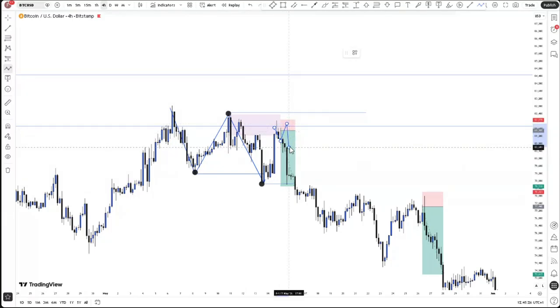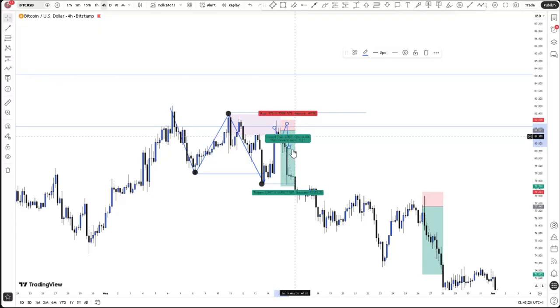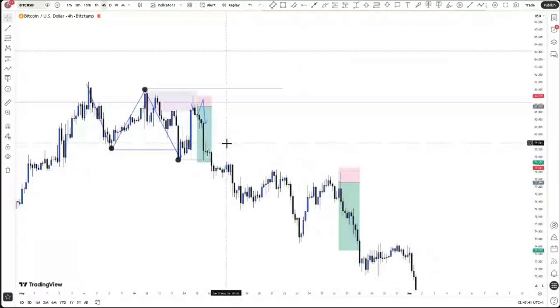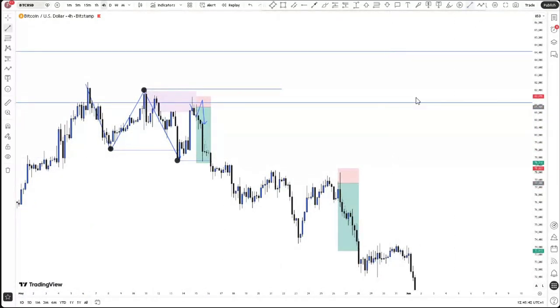Once you see that change of character, enter, target a minimum of 1:2. This trade here gave me 1:5. And if I still remember, we did the analysis on TikTok. All right, that is one. This is another one again.